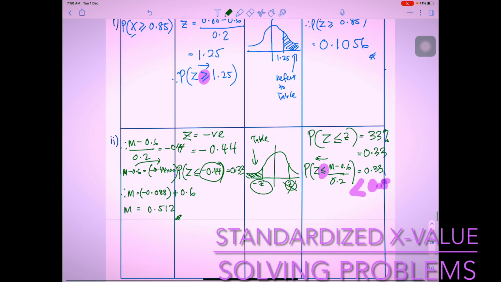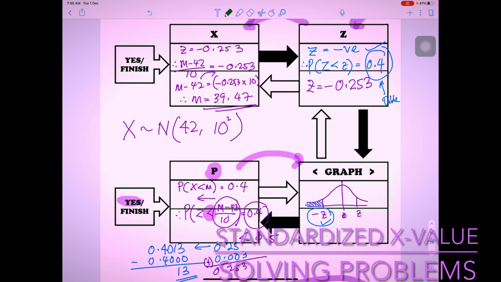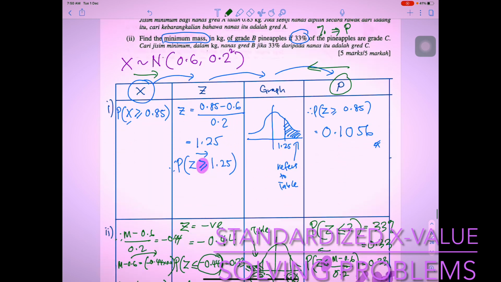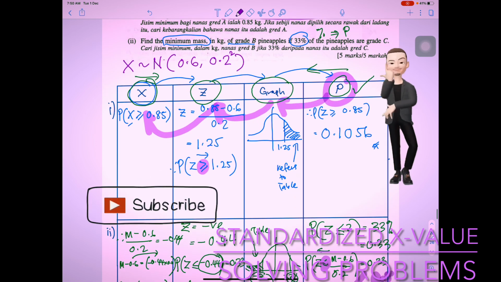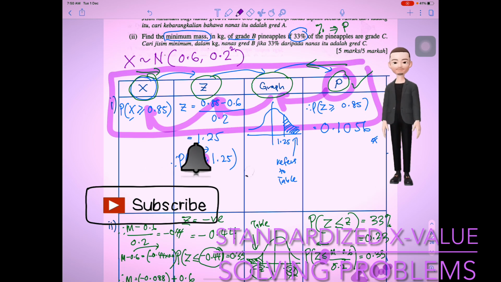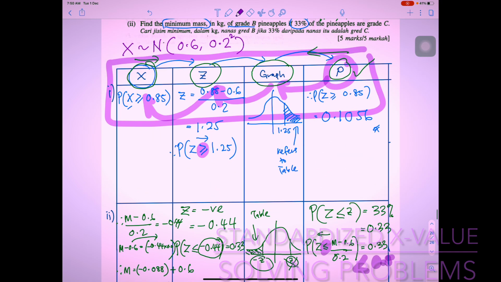So there are two ways, using the flowchart. The flowchart is the basic skill I want to show you, and this is the proper way using the table: from left to right, X, followed by Z, sketch the graph, and last but not least find the probability. But if we start with P, followed by sketch the graph, find the value of Z, and last but not least find the X value. So I hope you can remember this kind of method and remember how to construct the table. I hope you understand. Until now, thank you.